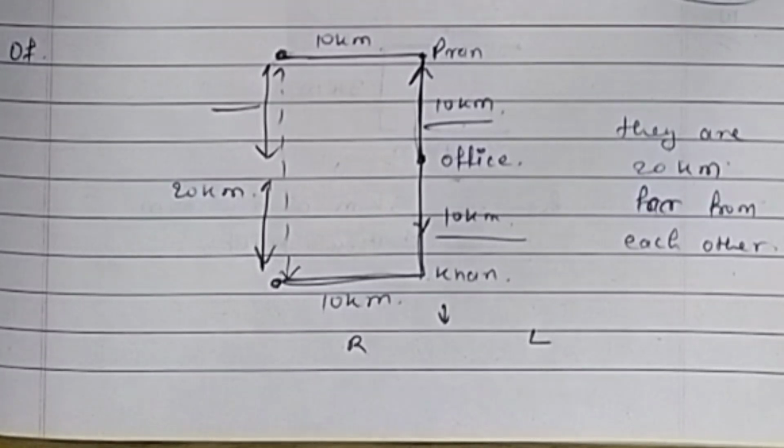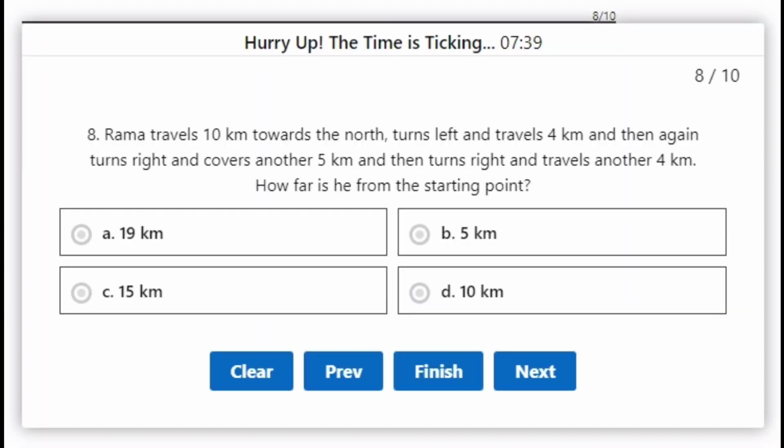So our next question is: Rama travels 10 kilometers towards the north, turns left and travels 4 kilometers, and then again turns right and covers another 5 kilometers, and then turns right and travels another 4 kilometers. How far is he from the starting point? And the options are A 19 kilometers, B 5 kilometers, C 15 kilometers and D 10 kilometers.